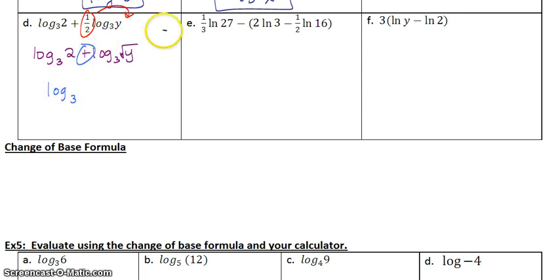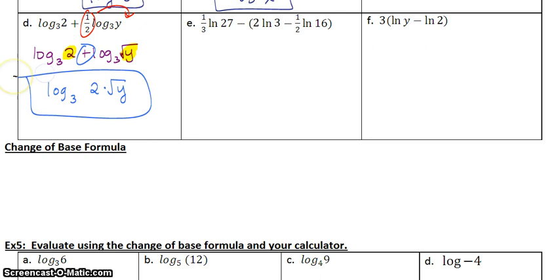If it's just a plus sign, use your product property. It's going to be 2 times square root of y when I combine my 2 pieces, and log base 3 is the log part of it. I'm going to keep going. I'm going to go a little faster at this point, so just make sure that you pause the video if you need to. Few things I want to show you for this one.